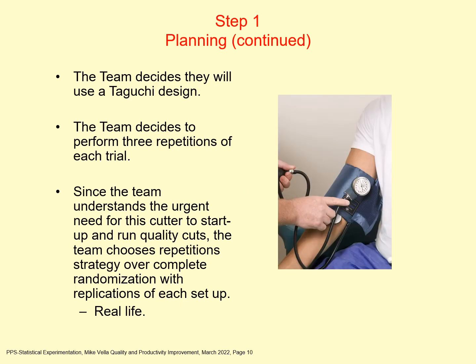The team decides that they will use a Taguchi design with 3 repetitions of each trial. While this is good, it's not absolutely ideal, but the team understands that the urgent need for this cutter to start up and run good quality cuts is very high. The team chooses repetition strategy over a complete randomization with replications of each setup.